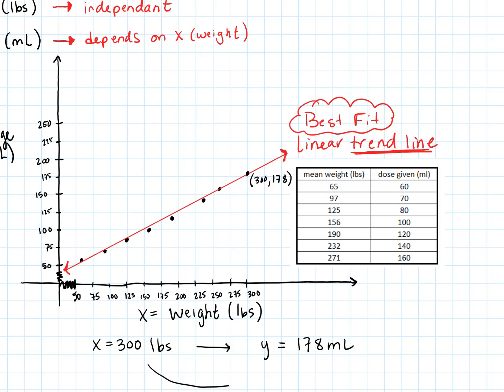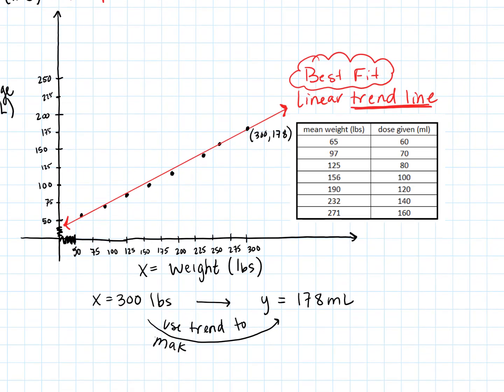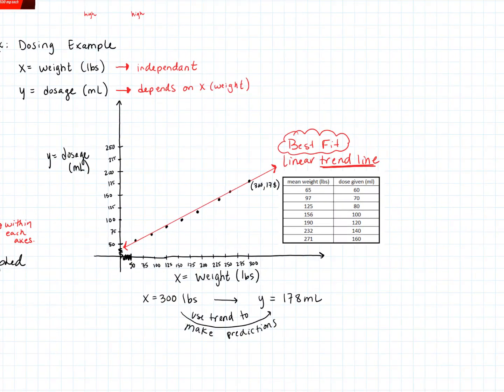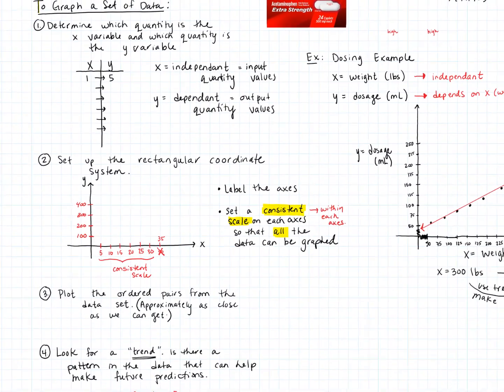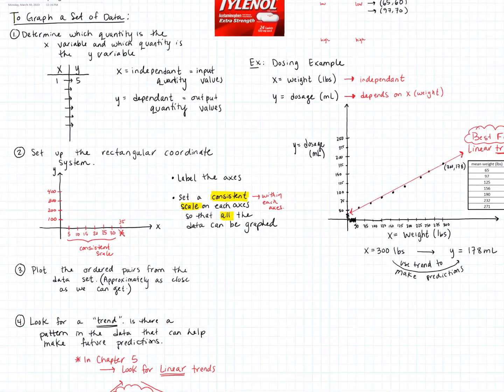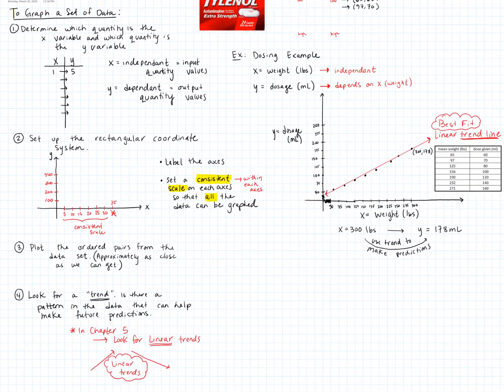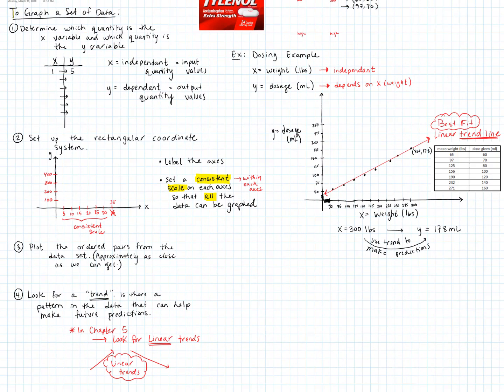So we can use the trend, so that's using the trend line, to make predictions. And that's exactly what we're going to do with our trend lines, to make predictions or estimations, and that's what we want to do once we've got these trend lines graphed. So that is the general idea of when we want to actually graph a set of data. Those are the steps that we're always going to follow. I know this was a long example here, but this would have taken me a little bit of time in class to lecture on this, and so I wanted to get this all on one video.